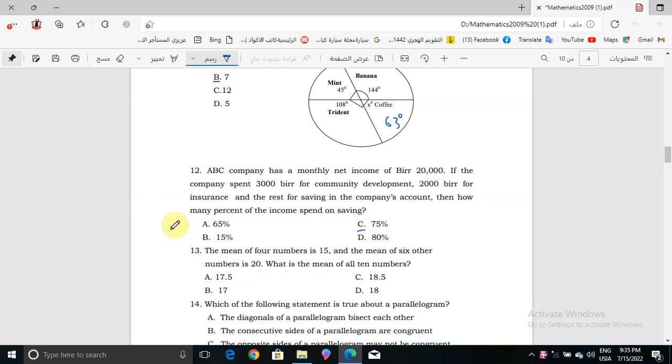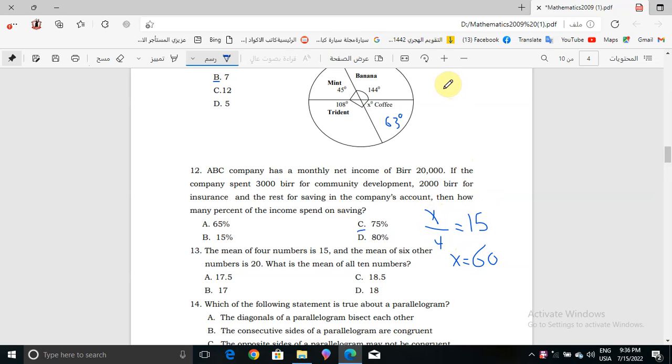Question number 13 says the mean of 4 numbers is 15 and the mean of 6 other numbers is 20. What is the mean of all 10 numbers? Okay, first of all, we have x over 4 is equal to 15. Then crisscross, when you crisscross, x is equal to 60, right?